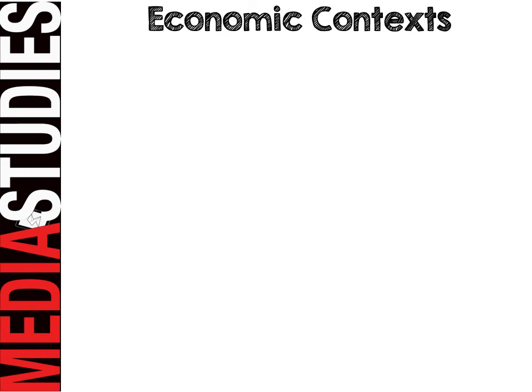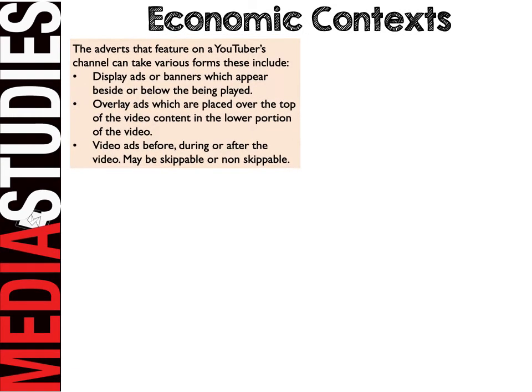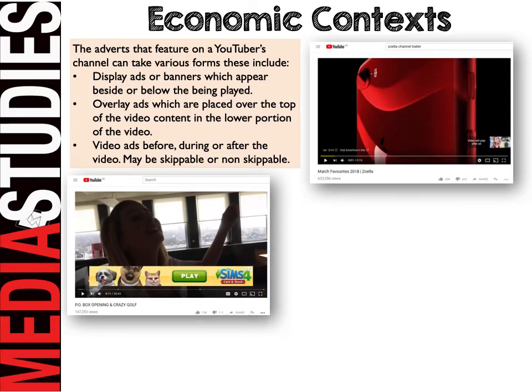So let's have a look at what this means in a little bit more detail. The adverts that are featured on a YouTuber's channel can take various forms that you'll probably be aware of because they're so annoying. They can be display ads or banners which appear beside or below the video being played. They can be overlay ads which are placed on top of the video content in the lower portion of the video. And they can be video ads before, during or after the video. They may be skippable or non-skippable. And I think now YouTube's policy is that pretty much all videos will have at least one, sometimes two ads before you can watch the video you're looking for.